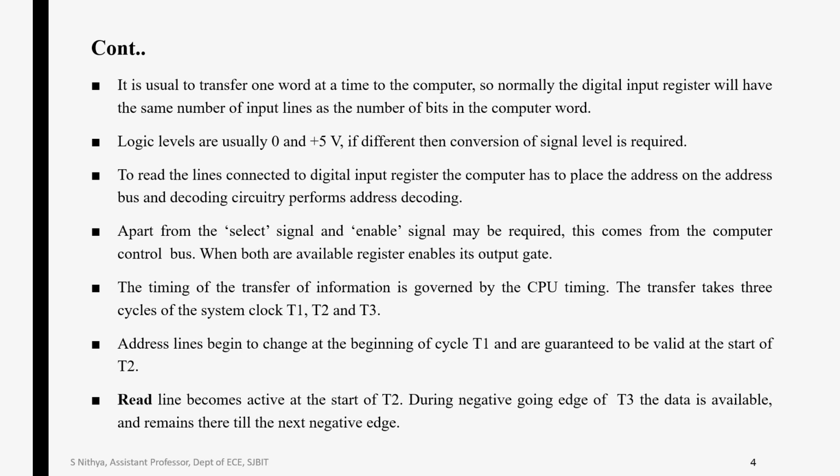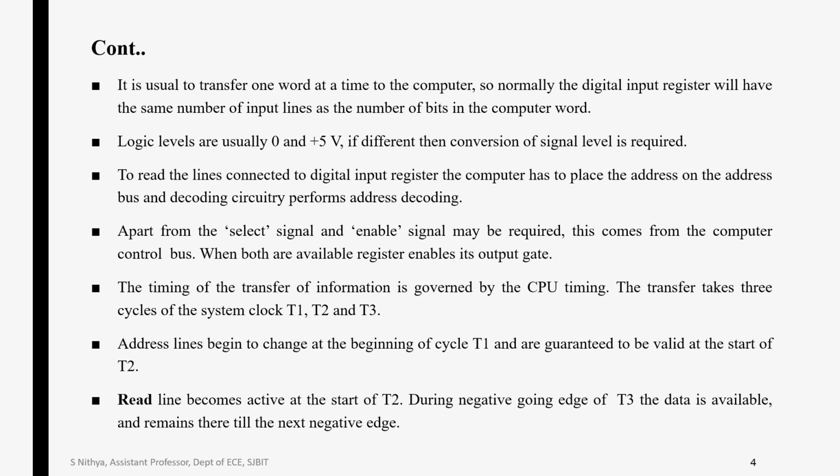So apart from this, to read the line connected to the digital input interface, the computer has to place the address on the address bus, and then decoding circuitry performs the address decoding to select and enable the signals. The timing comes from the computer control bus. When both are available, the register enables its output gates. The timing of the register transfer is governed by the CPU timing, and the transfer takes three cycles, T1, T2 and T3.